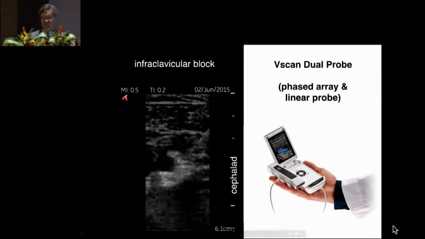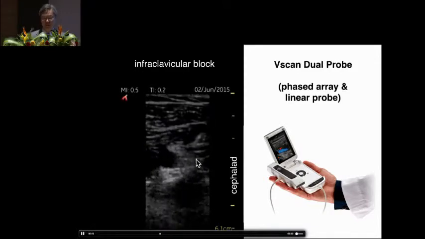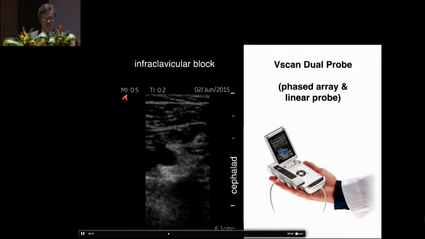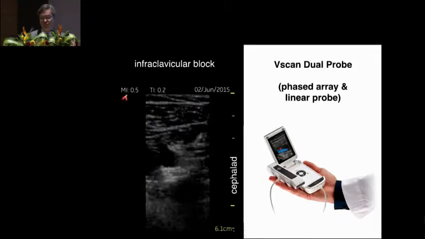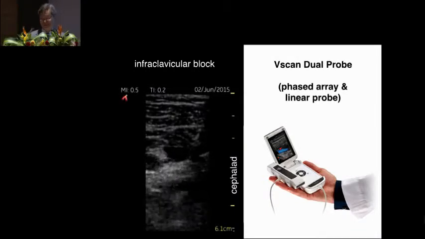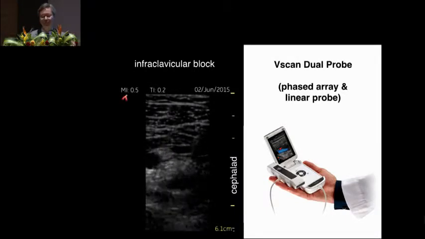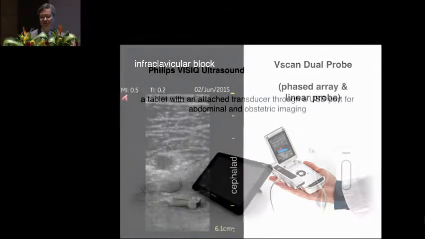But yes, for infraclavicular block, I can see the nerve quite well. I can see the axillary artery. I do have a little bit of a difficult time seeing the needle tip, but all those are possible things to improve. So I hope that with time, we will have our own ultrasound machine. And I hope that ultrasound companies would follow the model of the smartphone, so all of us will be able to use one.